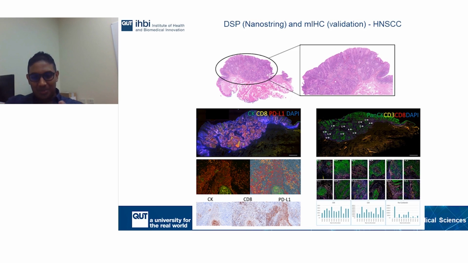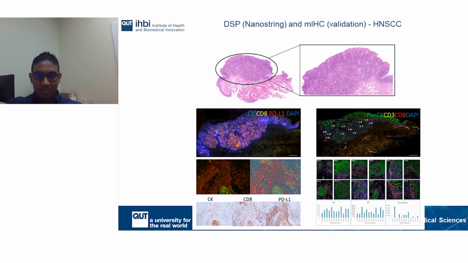So validation is always important, and this was quite challenging for us because we were looking at 50 or 60 immuno-oncology markers spatially and how we could then validate this data. So we looked at using a smaller multiplex IHC panel. So in this case, 4 markers, but we built it up to 6 markers at the moment, using the PerkinElmer Opal staining kits, so CK, CD8, PD-L1, and DAPI were done on similar regions of interest.